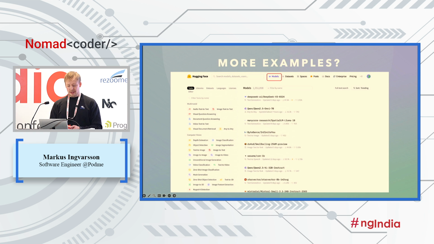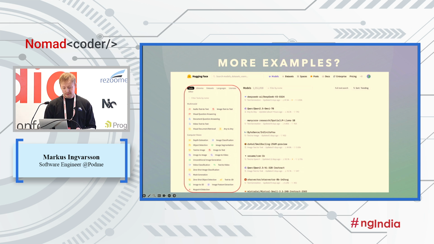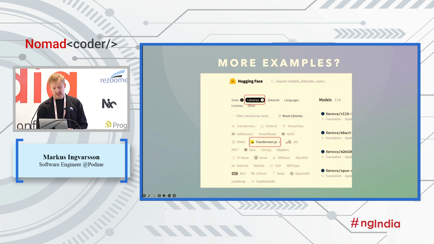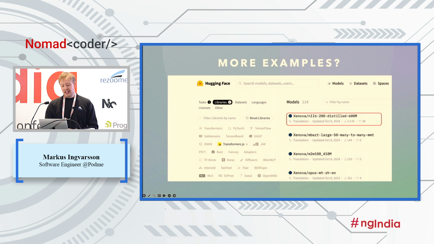So if we click the models link at the top bar, we can see a long list of machine learning models. To the left, we see a bunch of filters. So first, let's filter tasks by translation. Secondly, let's go to the Libraries tab, and there we can see Transformers.js. And now we can see 114 different models for translation available at our fingertips. And at the top, we recognize the model that we have been referring to in our small translation app.